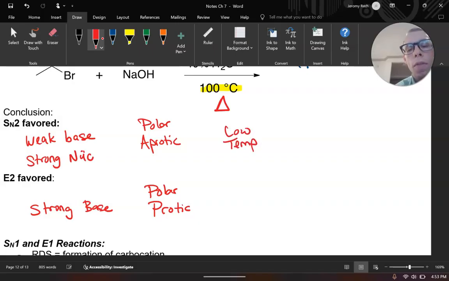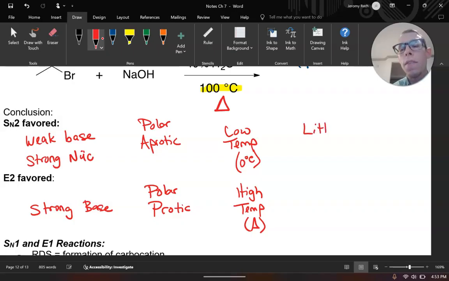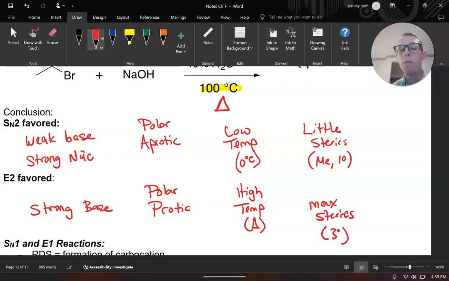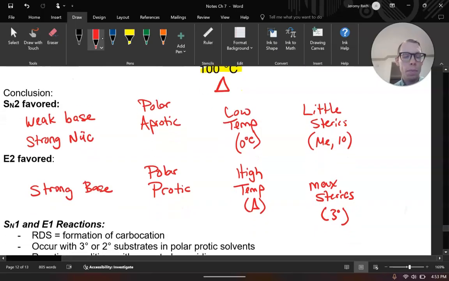Low temperature will favor SN2, where high temperature will favor your E2. You'll often see that as a delta. If I was going to do low temperature, I might say like 0 degrees C or an ice bath. In terms of your substrate, you're going to favor little amount of sterics. So that's going to be things like a methyl or a primary, where your E2 is going to favor maximum amount of your sterics. So especially tertiary are really going to favor your E2. We're going to build all of these up into a big table in our next video to talk about.